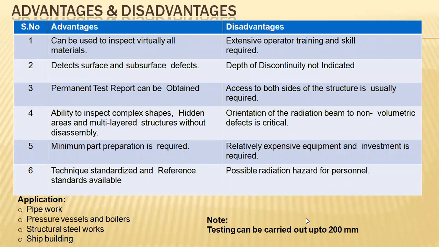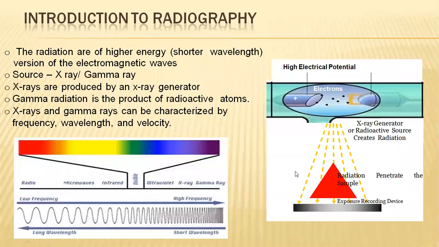This test can be carried out only up to 200 mm. That's the limit for radiographic testing. Moving on to radiographic technology, the radiation has higher energy and shorter wavelength, and the electromagnetic waves are generated from the source. Depending upon its range of wavelength, it can be categorized into X-rays and gamma rays.